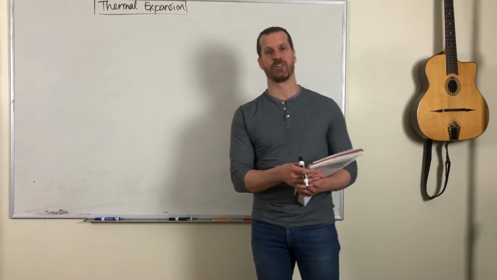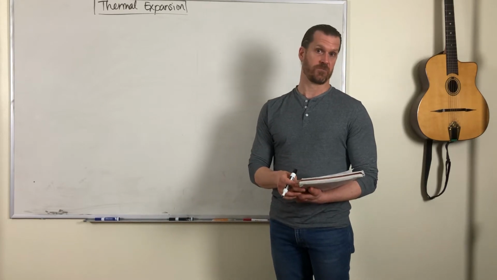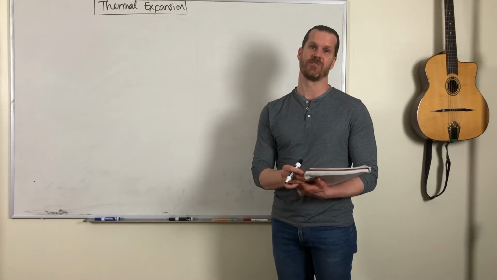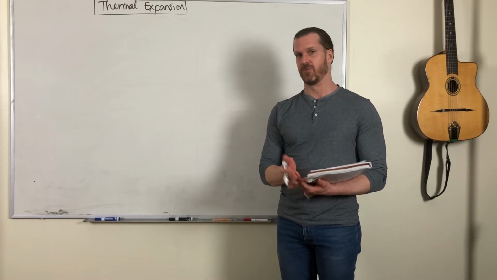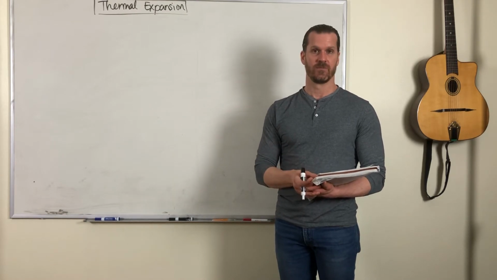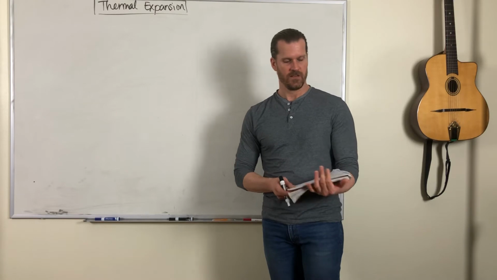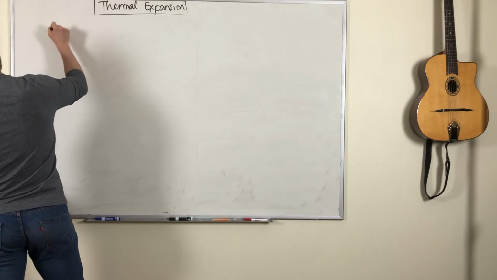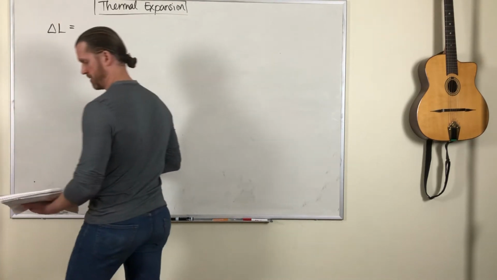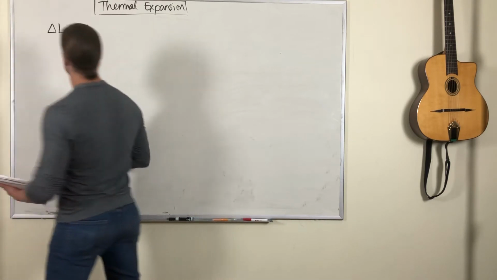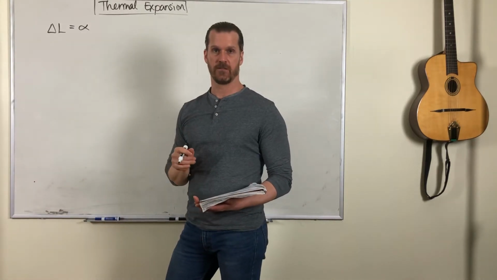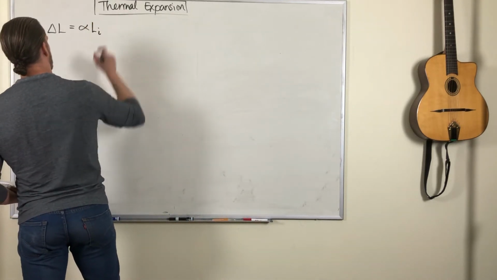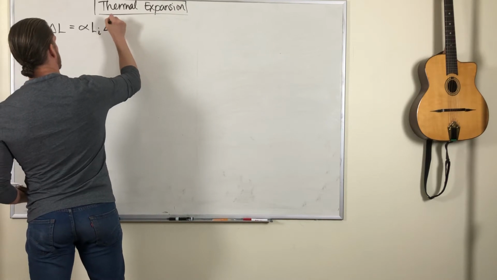And thermal expansion is kind of a complex process and really depends on the type of material and the arrangement of atoms and so on. But we can come up with a very simple mathematical model for thermal expansion. And that model looks like this. The change in length of a material equals some constant alpha that depends on the material times the initial length times the change in temperature.